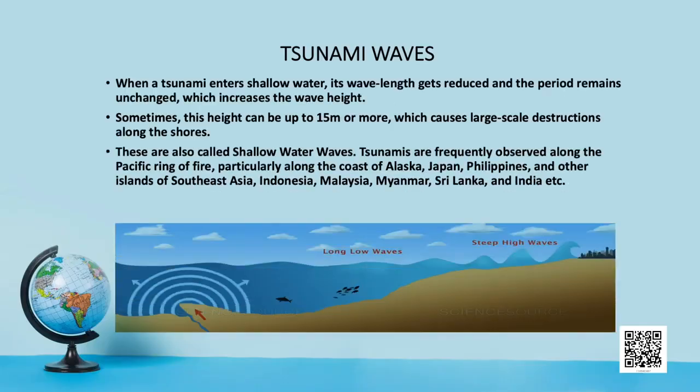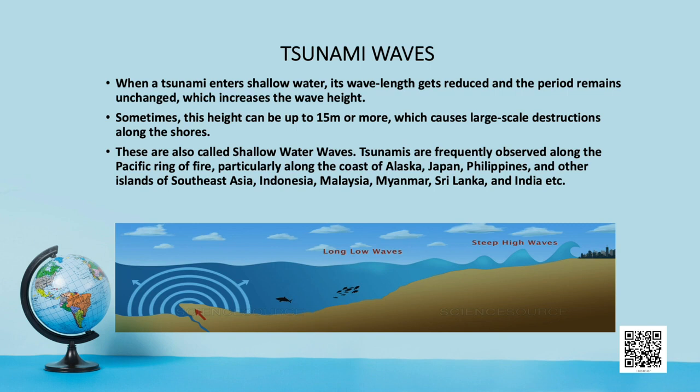In book number 1, Fundamentals of Geography, we have studied the various features of the ocean, like the continental shelf. So now, when a tsunami wave enters shallow water, the wavelength gets reduced and the period remains unchanged, which increases the wave height, whereas the same tsunami wave in deep water does not gain height. Sometimes near the coastal areas, the height can be up to 15 meters or more, which causes large scale destruction along the seashore. These are also called shallow water waves.